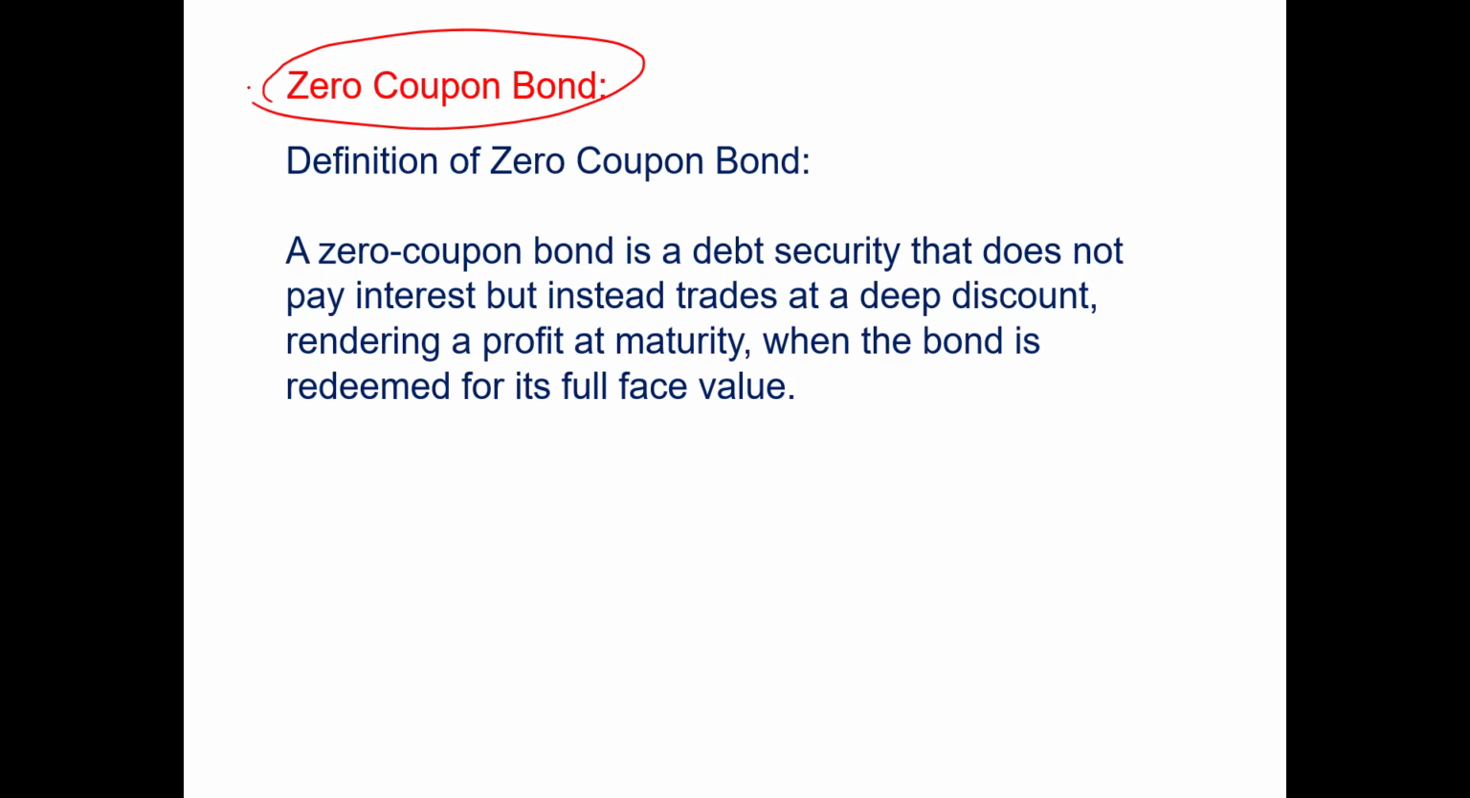So for the investor, they have a profit at maturity, right? Meaning by the time the bond matures, the company or government pays back the loan, and the investor will have a profit because they got a discount when they purchased the bond. And again, when the bond matures, it can be redeemed at full face value.